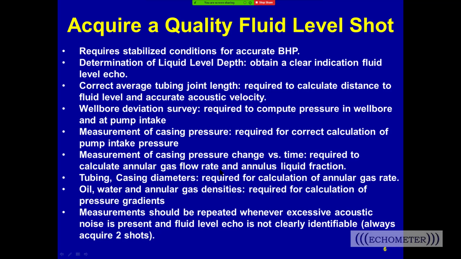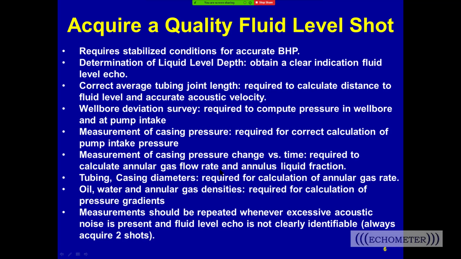So what does it take to make a good shot? Well, what it takes to make a quality shot is, the first thing is stabilized conditions. Now, you can take a fluid level shot on a well even though the well conditions may not be stabilized, but that likely means the fluid level is changing position and the pressures are changing, so the well is not stable. So when we go out to analyze a well for continuous operation or steady state conditions, we want to make sure that the conditions we assume with the data we collect are represented by the well's condition.